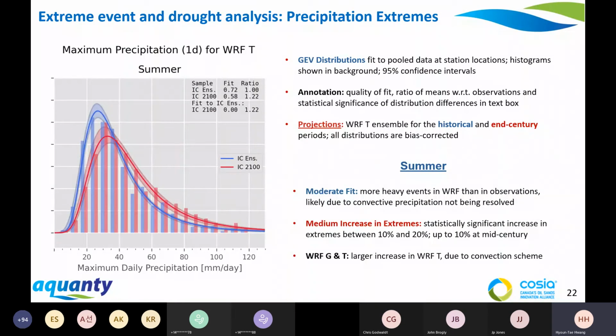For the summer period, blue is the historic period, and that extreme event distribution is compared to the future end of century extreme value event. As you can see, there is a slight 10 to 20% increase in extreme events. So it is clear that extreme events will occur in the future, especially at the end of century. And then using this extreme event analysis result, next please.